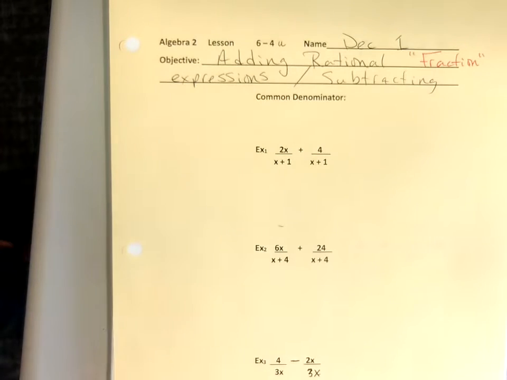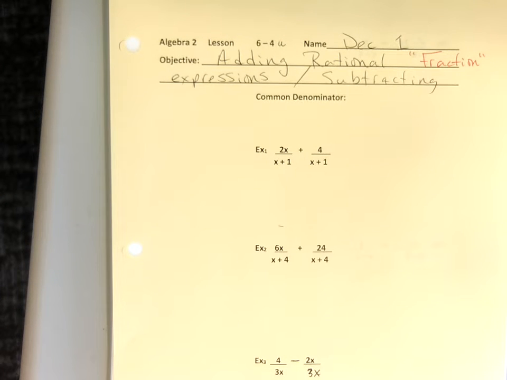Okay, we're going to be adding rational expressions. When you see the word rational, it just means fraction, that's all. Now, of course, our fractions aren't going to be fractions like we learned in 6th grade, but it's still the same concept. Common denominator, add, and when you get done adding, if you can reduce, reduce.